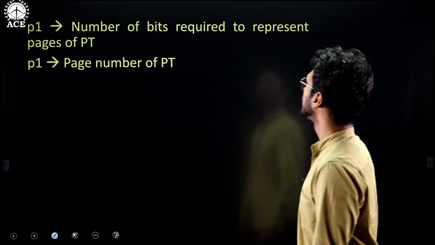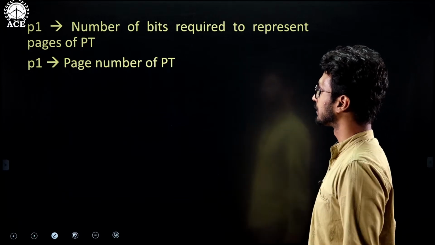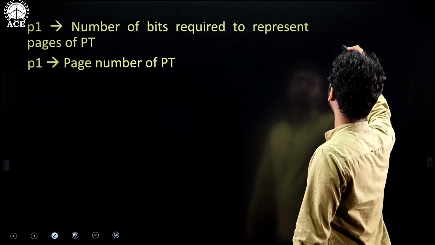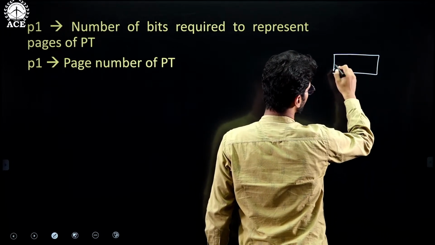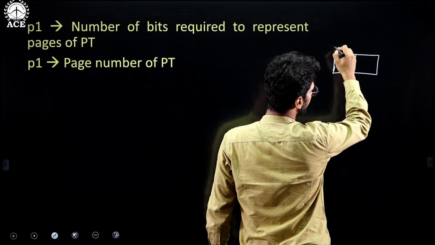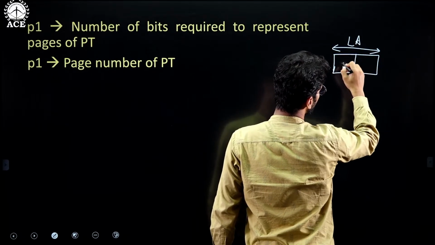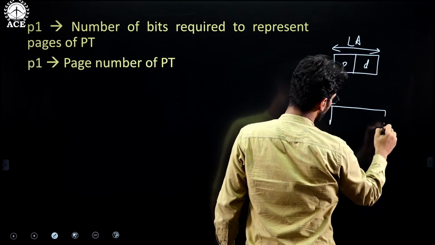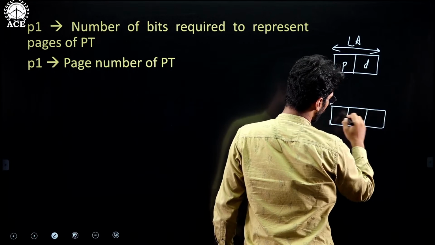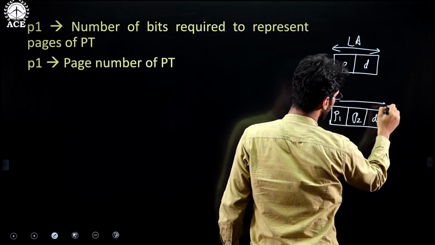Okay, P1: number of bits required to represent pages of page table. See, initially what we did, logical address was this one, isn't it? Logical address P and D. Now P will be further split into P1 and P2. P1, P2 and D. This is the logical address only.